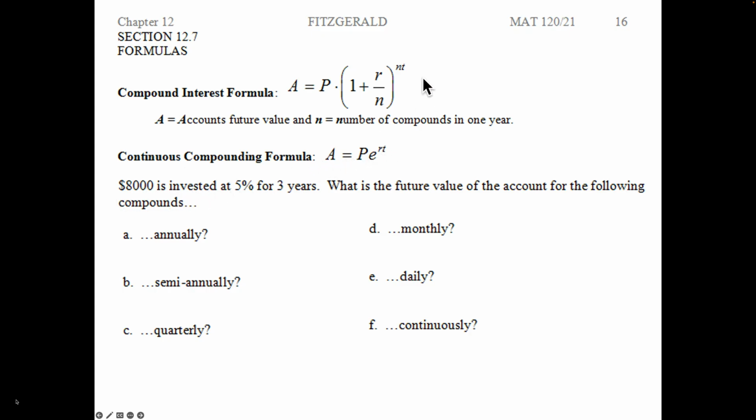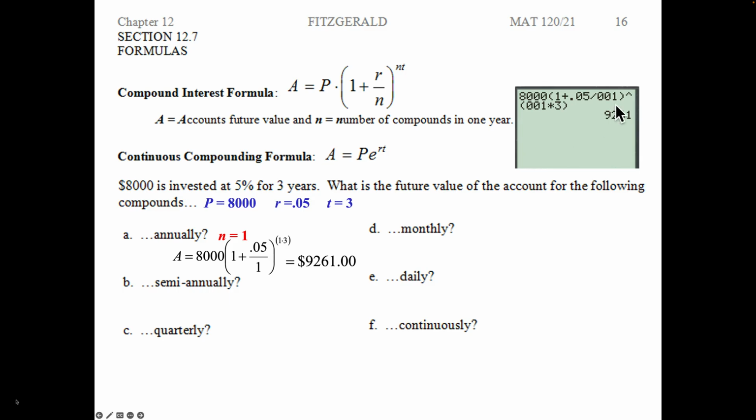So looking at an example of how to use these formulas, $8,000, that's your P, is invested at 5%, that's your rate, 0.05, for 3 years, that's your time. What is its future value, using your future value formula, of the account for the following compounds? Now we're going to put in the N. If it's annually, N equals 1. Substitute everything in. Do I really need to divide by 1? No. Do I really need to multiply by 1?